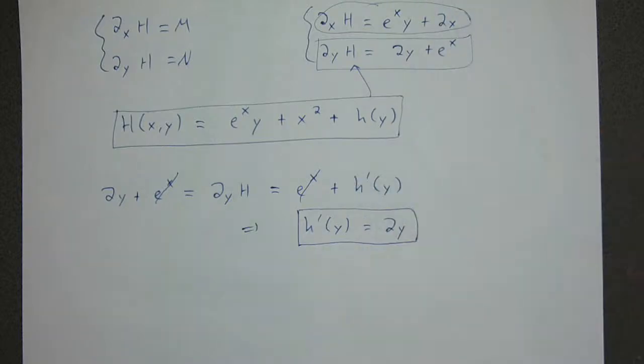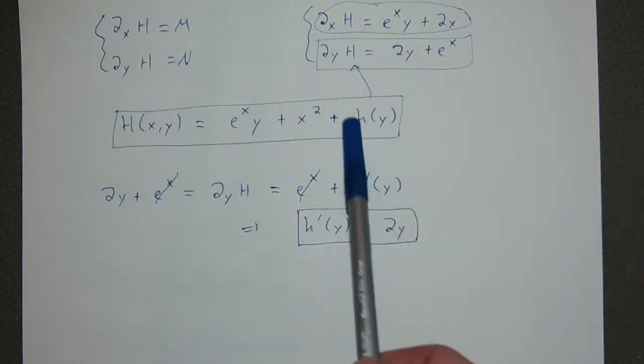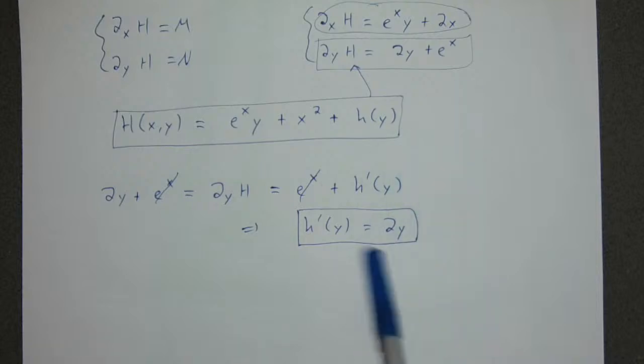If I had done this in reverse order, and I'd found a little h of x instead, this should be little h prime of x is equal to something that only depends on x. So you'll be able to tell at this step whether or not something you've done is completely off the wall. Okay, so here we go.